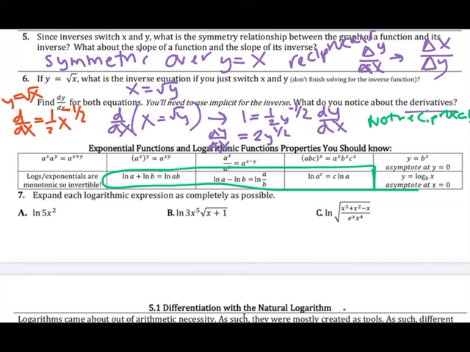So quickly pause this video, work through expanding on A, B, and C, and then unpause the video and see how you did.